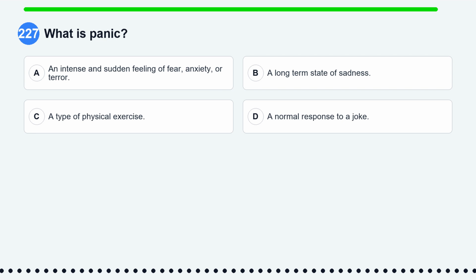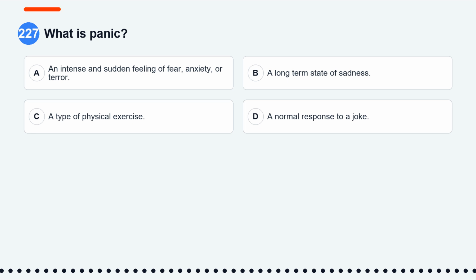Question 227. What is panic? Option A. An intense and sudden feeling of fear, anxiety, or terror. Option B. A long-term state of sadness. Option C. A type of physical exercise. Option D. A normal response to a joke.